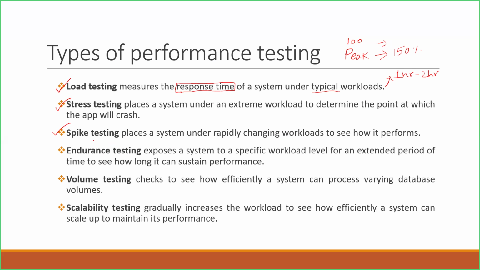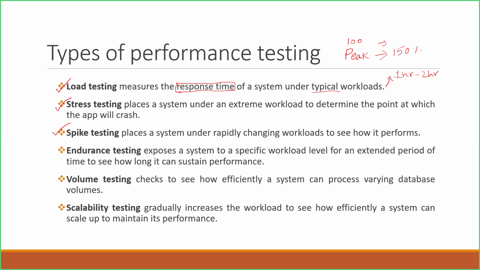So generally, in real time, what will happen if any specific phone sale is there at 11 a.m.? Let us assume iPhone is giving some 40% discount. That sale starts at 11 a.m. and it ends at 11:15. Only for 15 minutes a flash sale is there. So what happens during that period?